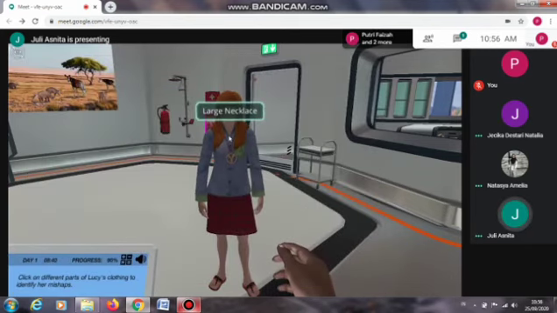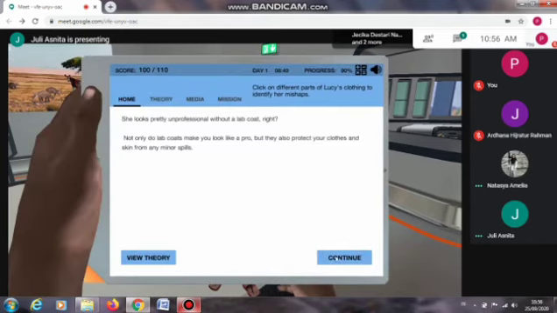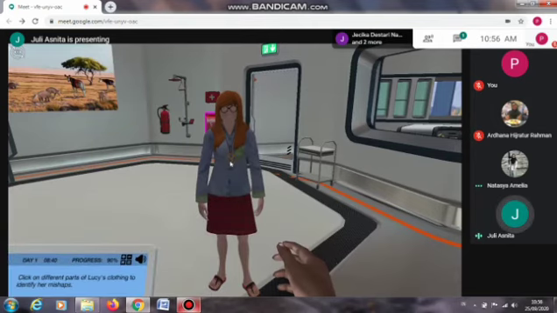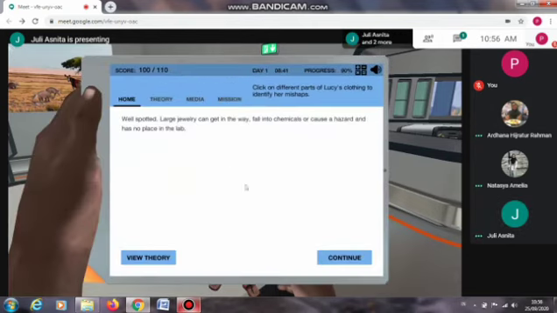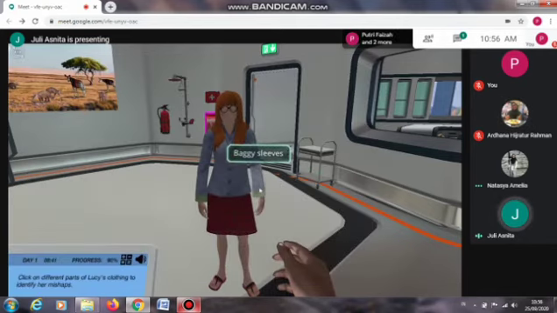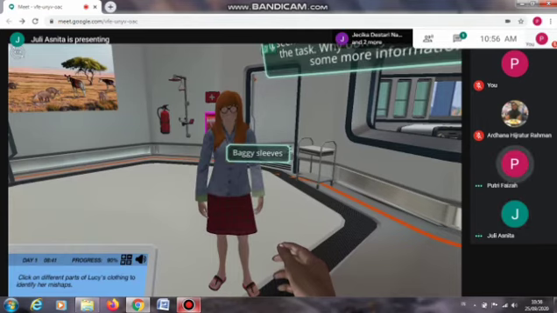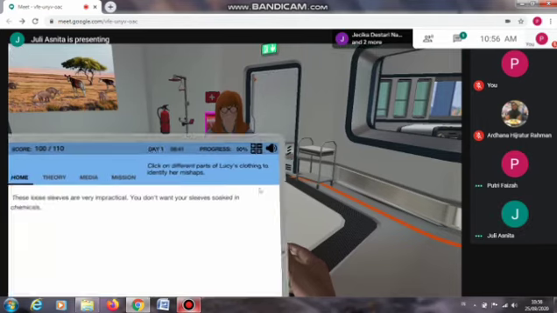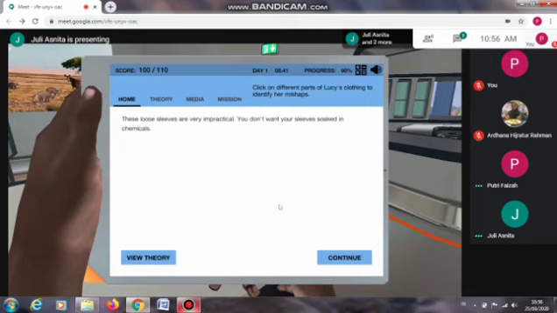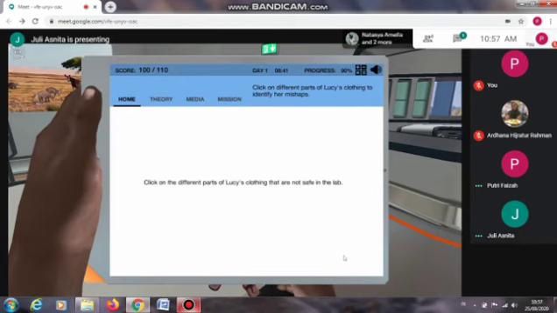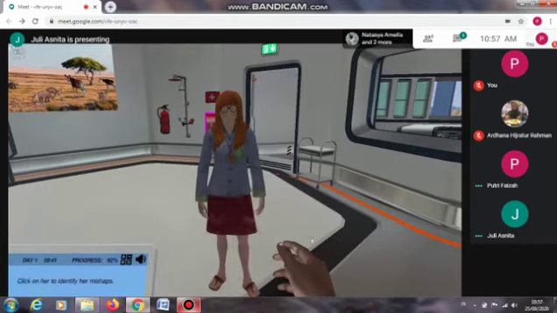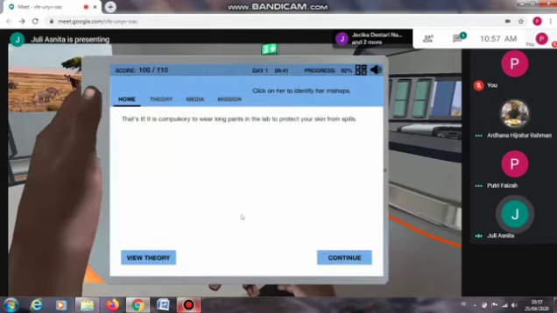Selanjutnya, baju. She looks pretty unprofessional without a lab coat, right? Selanjutnya, kalung. Nggak boleh pakai aksesoris lainnya. Large jewelry can get in the way, fall into chemicals. Selanjutnya, lengan bajunya. These loose sleeves are very impractical. You don't want your sleeves soaked in chemicals. Lalu roknya. It is compulsory to wear long pants in the lab to protect your skin from spills.